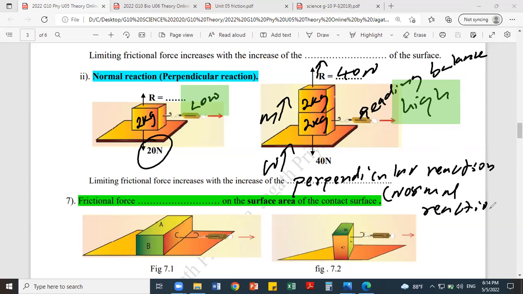Right. So if you want, you can write here normal reaction or perpendicular reaction depends on the weight, and weight depends on the mass of the object. Basically when the weight increases, perpendicular reaction increases, then the friction increases. That means a heavy object experiences high friction. Okay. Then next one.